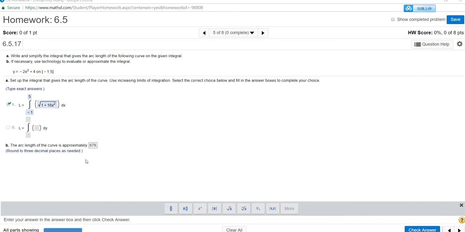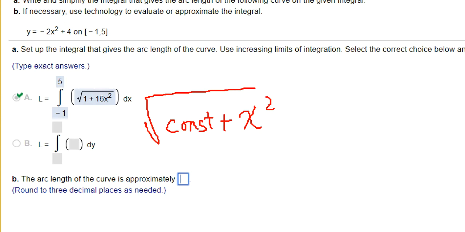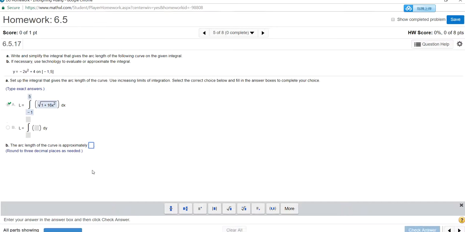Let's take a look at the second part. You want to find the arc length. That means you want to evaluate this definite integral. Unfortunately, for now, you cannot integrate a square root of a constant plus something times x squared like this type. You're not able to do it yet, not until chapter 7. So you have to rely on either a calculator or Mathematica.